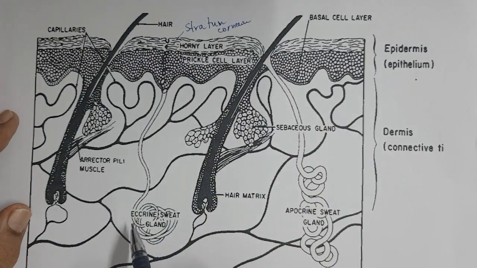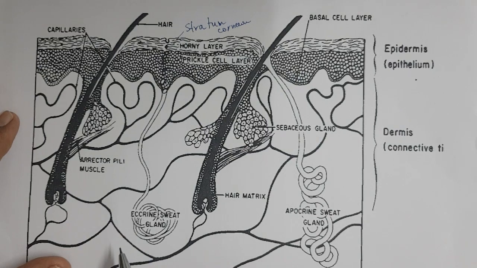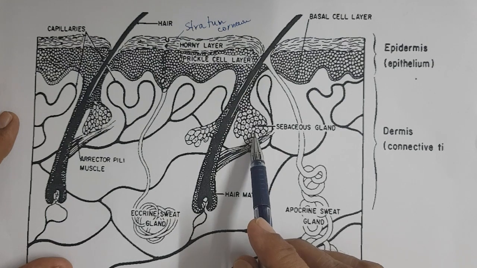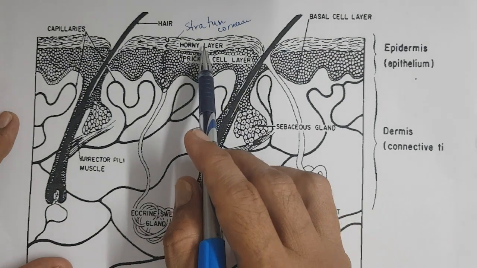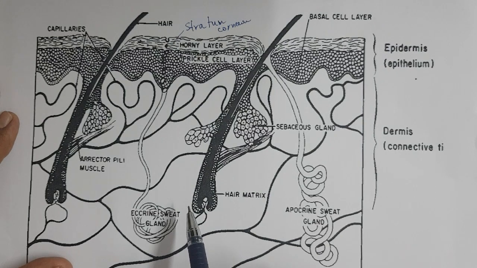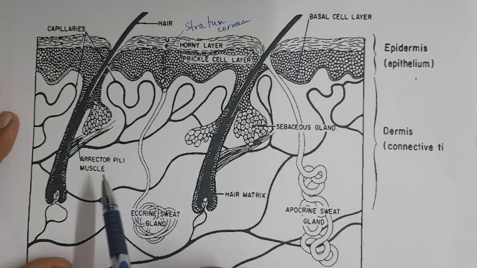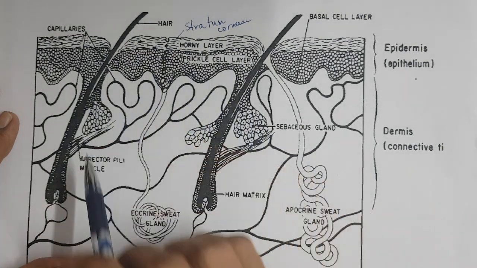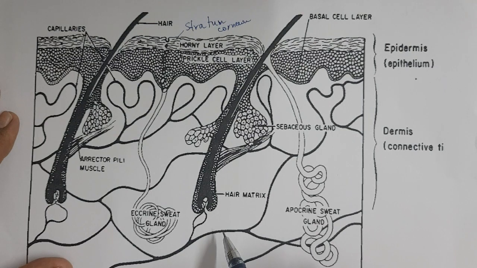Now there are certain structures here: apocrine sweat gland, eccrine sweat gland, sebaceous glands, and horny layer. We will see how these 4 things are very important from a cosmetic product point of view.